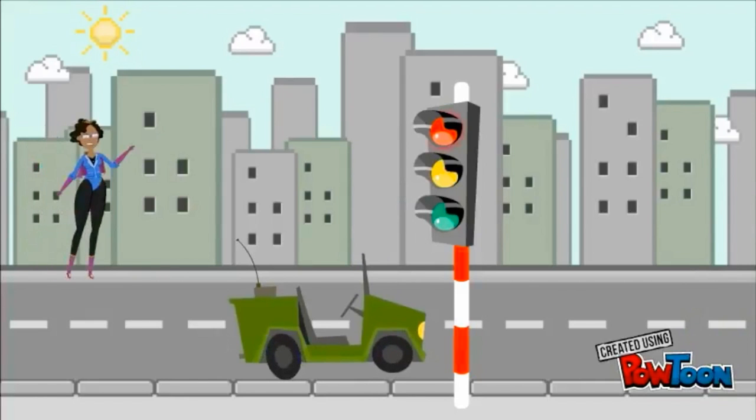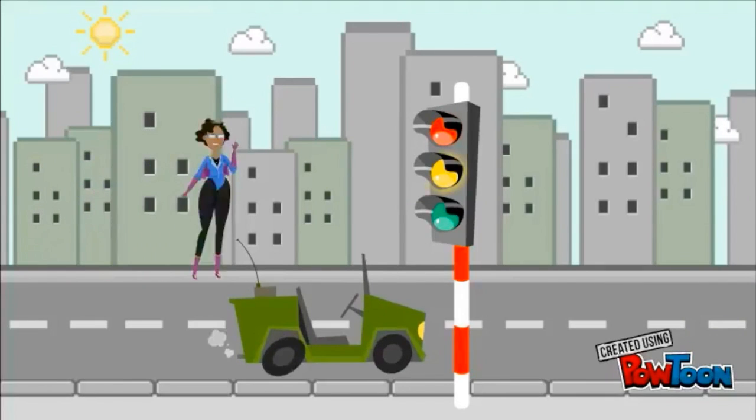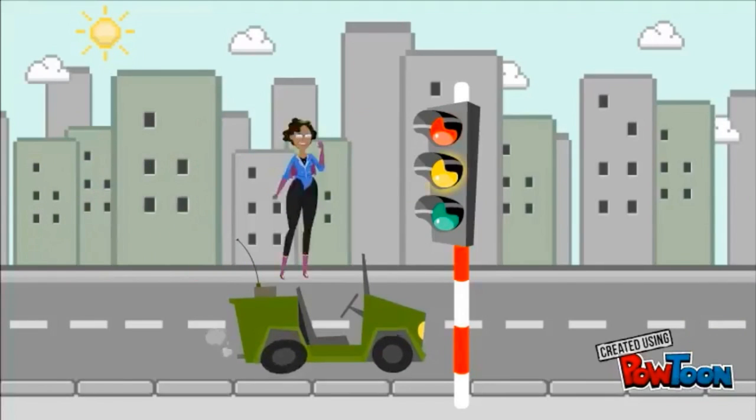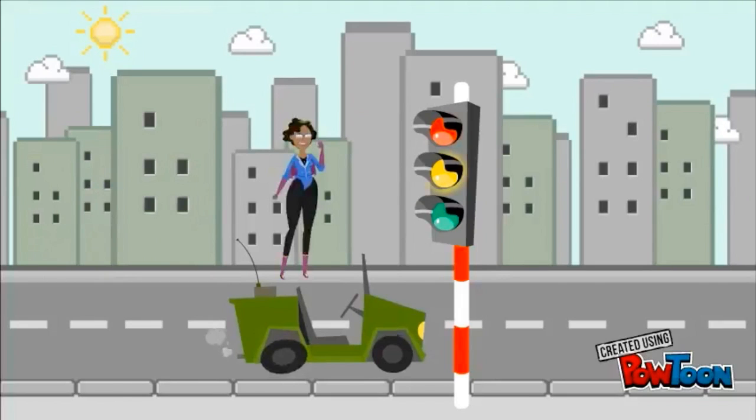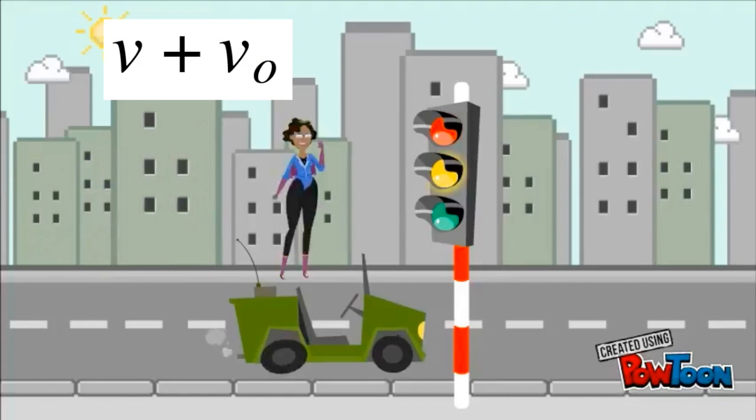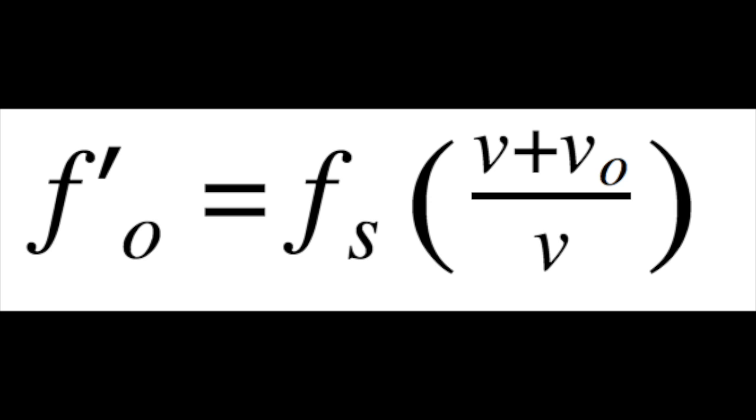However, in this case, the observer is the one who is moving closer to the source of sound. Therefore, as the source is not moving, its velocity will be zero. And because the observer is moving closer to the car, its velocity will be a plus. And its final formula will look like this.